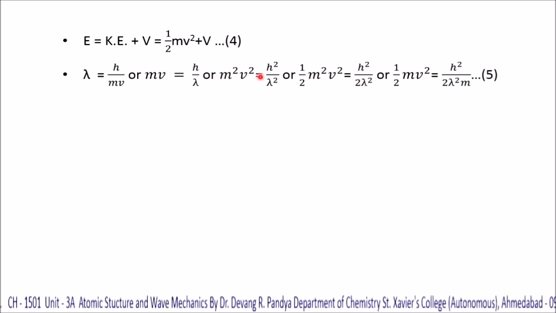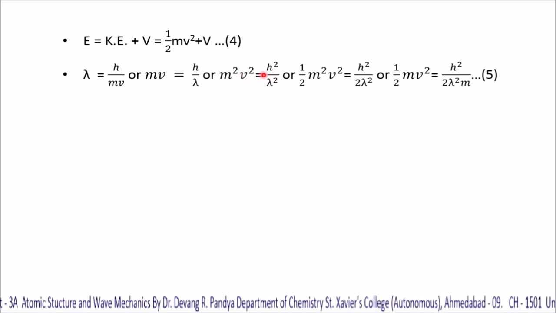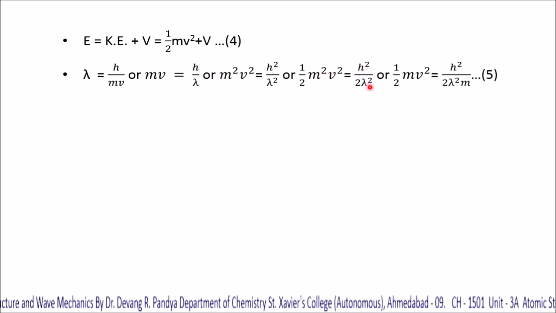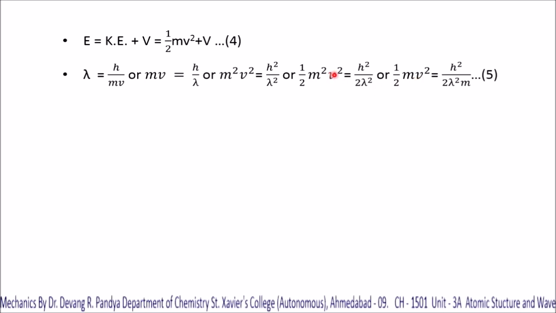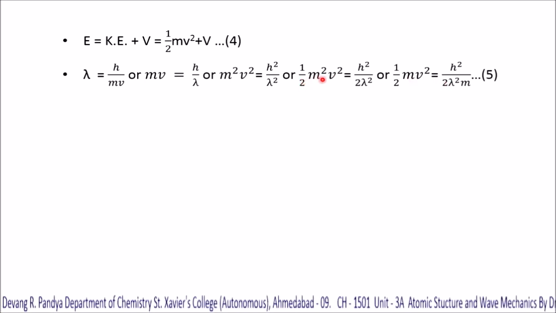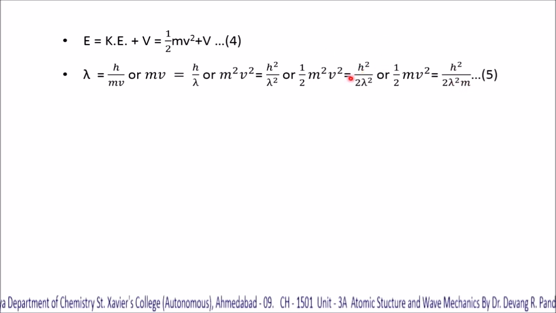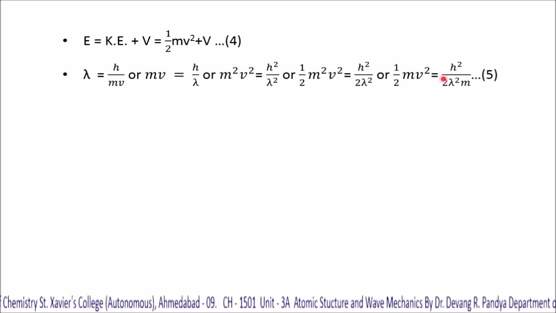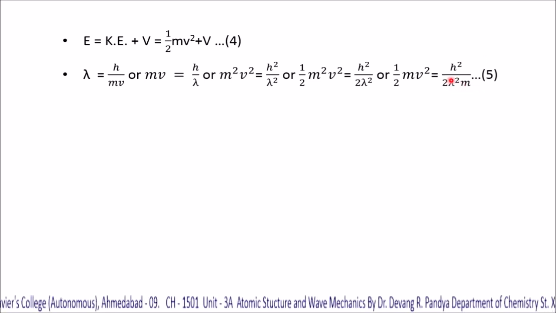That means we have multiplied this equation by half on both sides. So when we multiply this equation by half, we get half mv square is equal to half h square upon lambda square. If we move this m from this side to the other side of the equals sign, it will go to the denominator. So half mv square can now be represented as h square upon 2 lambda square m.